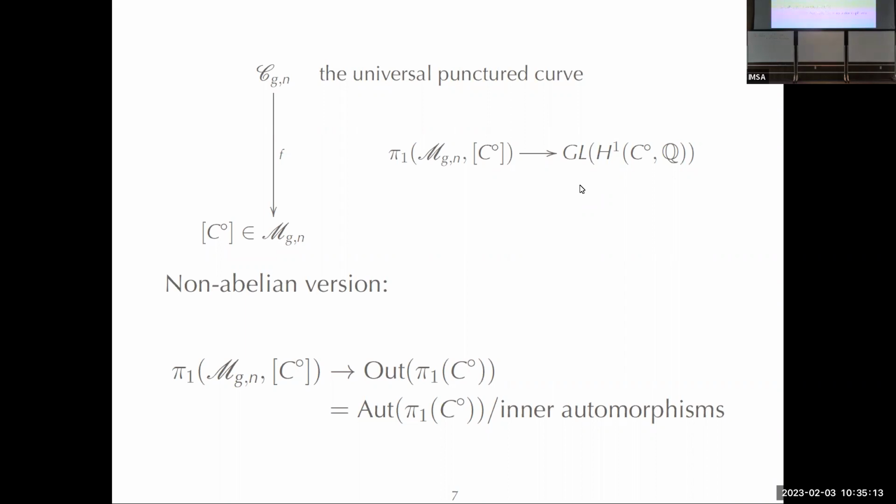I thought that in M_{g,n}, the endpoints are ordered. Yeah, so that is not exactly true.